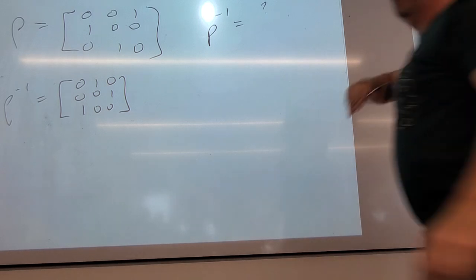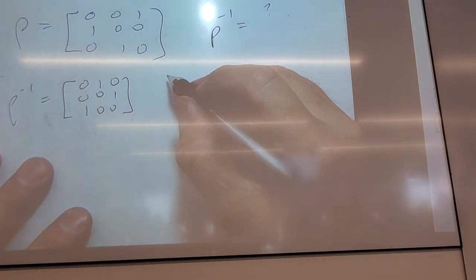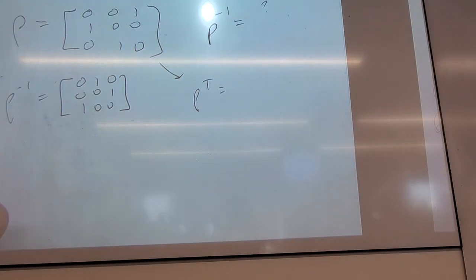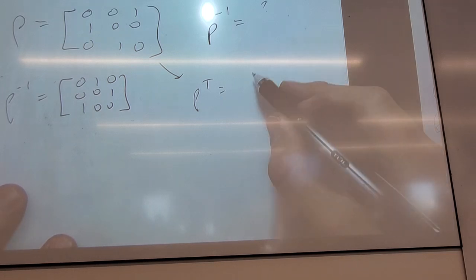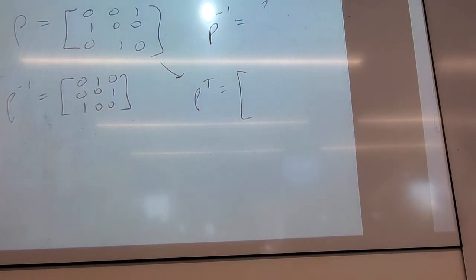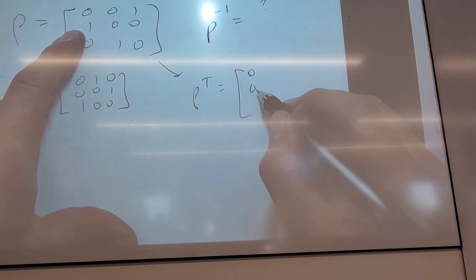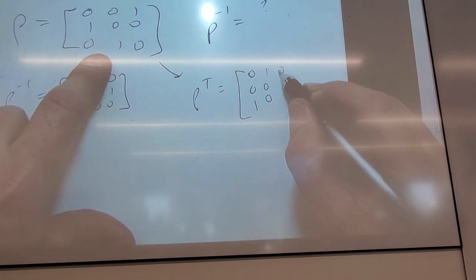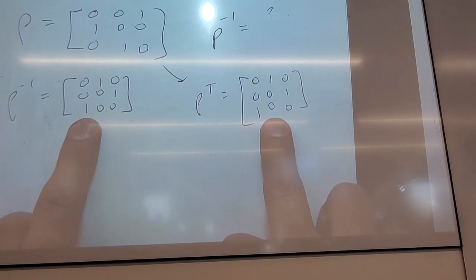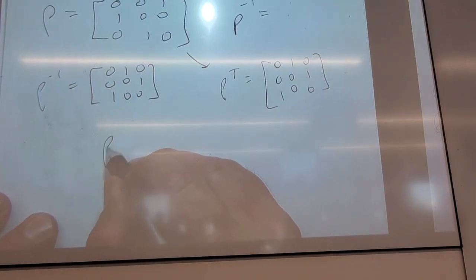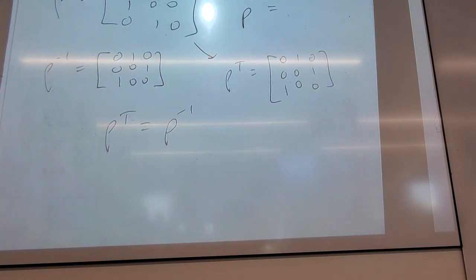Can you guys take a moment and right here write P transpose? What are you getting? So if I take the first row and make it a column, take the second row and make it a column, make that a column. Yeah, so this is actually generally true. P transpose is P inverse. Always.